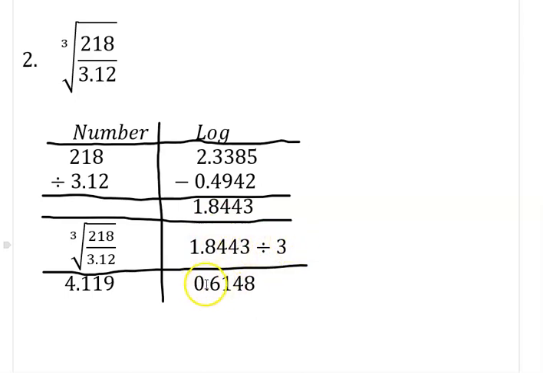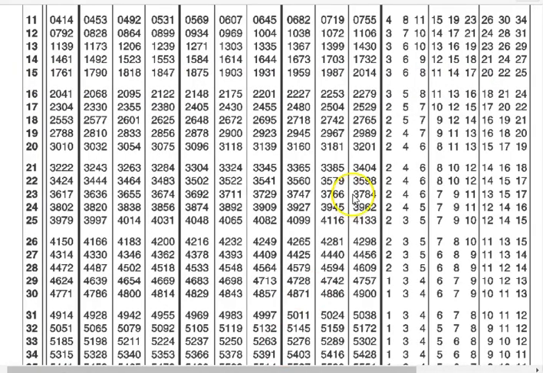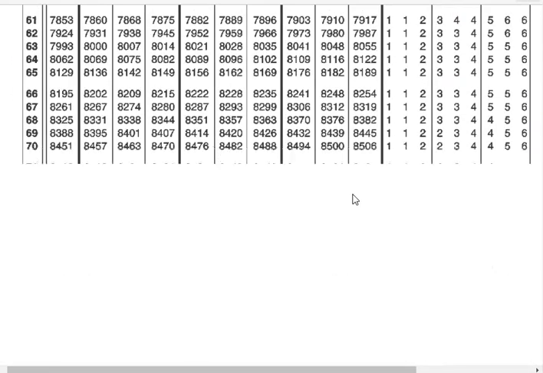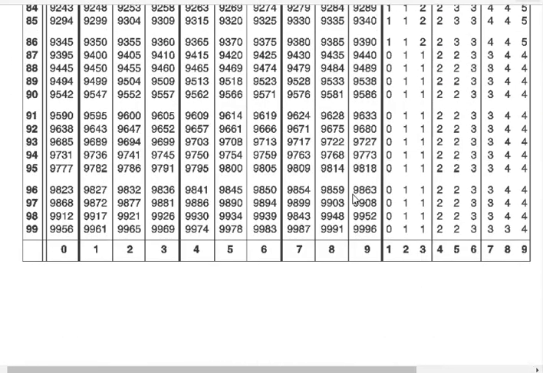If you bring out your calculator and just punch it, you get 0.6148. Beautiful. So as usual, we go to our anti-logarithm table. We check 0.61 under 4 difference 8. 0.61 under 4 difference 8. Let's go to our anti-logarithm table. 0.61 under 4 difference 8.